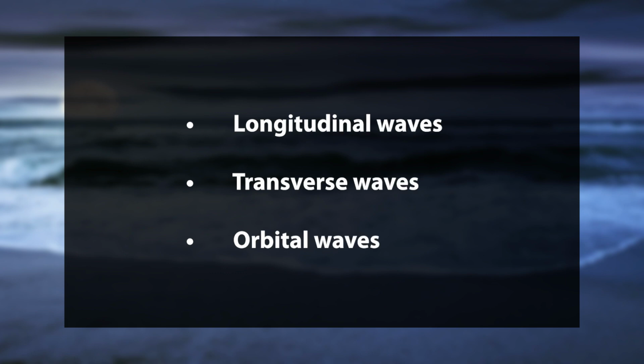Waves can move and transfer energy in different ways. One of the most common types is the simple progressive wave. These waves move forward smoothly without breaking, and their motion repeats in a regular pattern. Progressive waves can be longitudinal, transverse, or orbital, depending on how particles in a medium move as the wave passes.